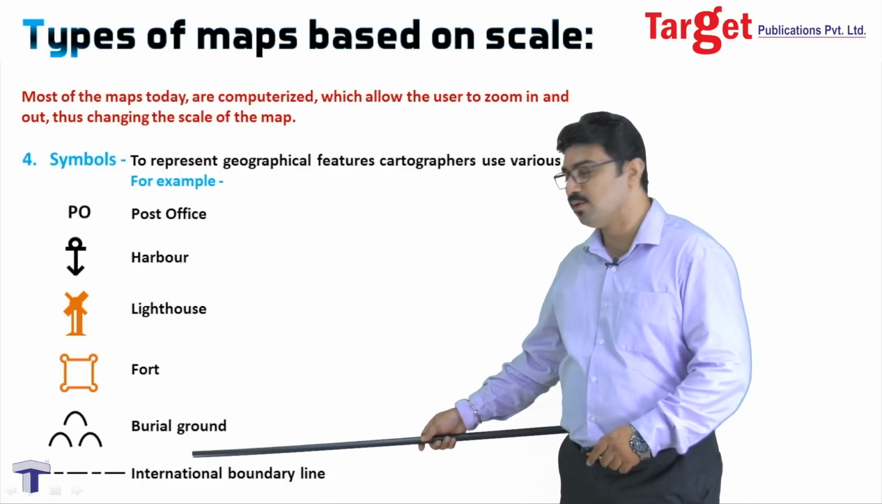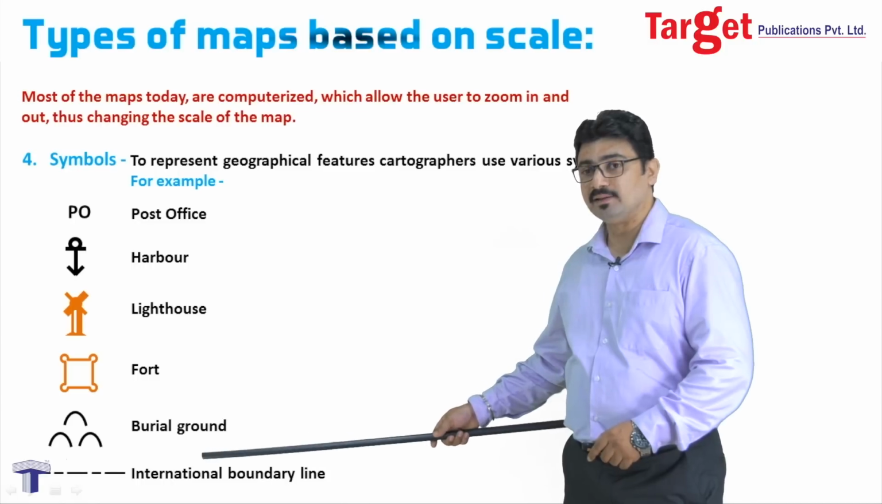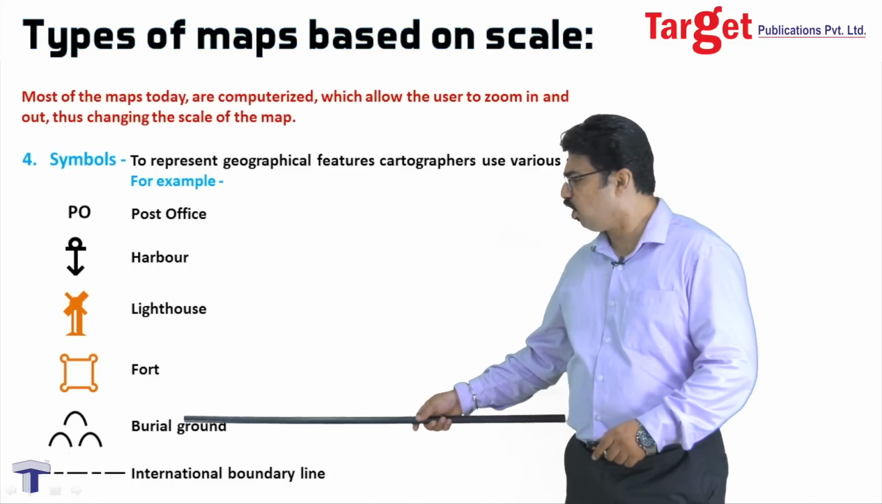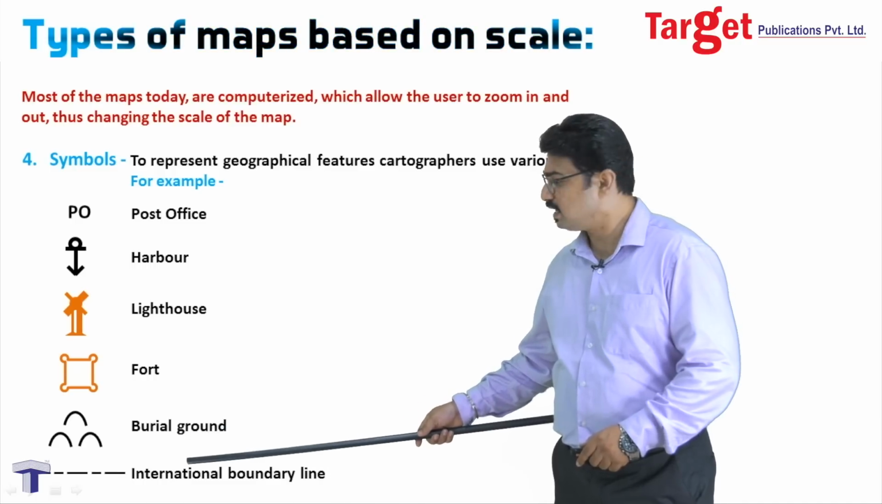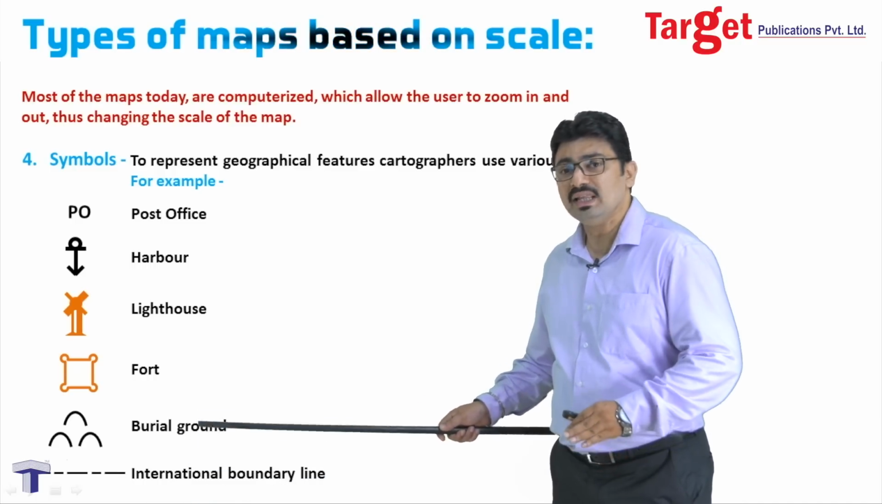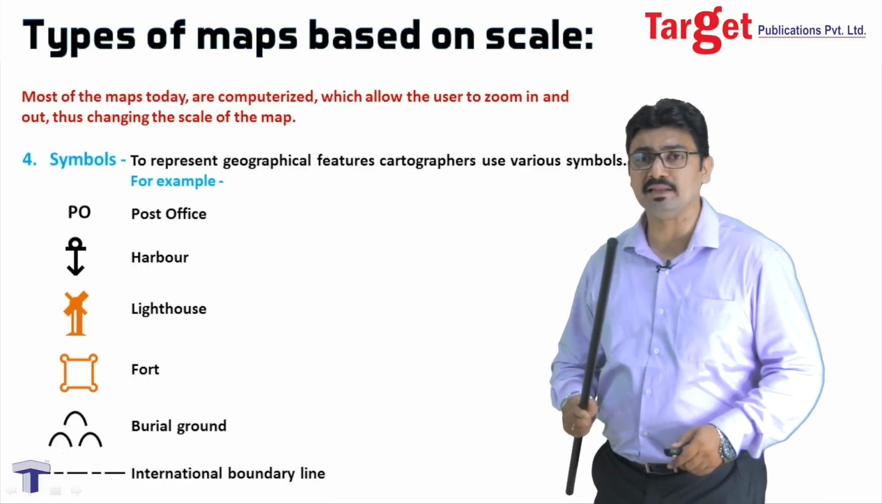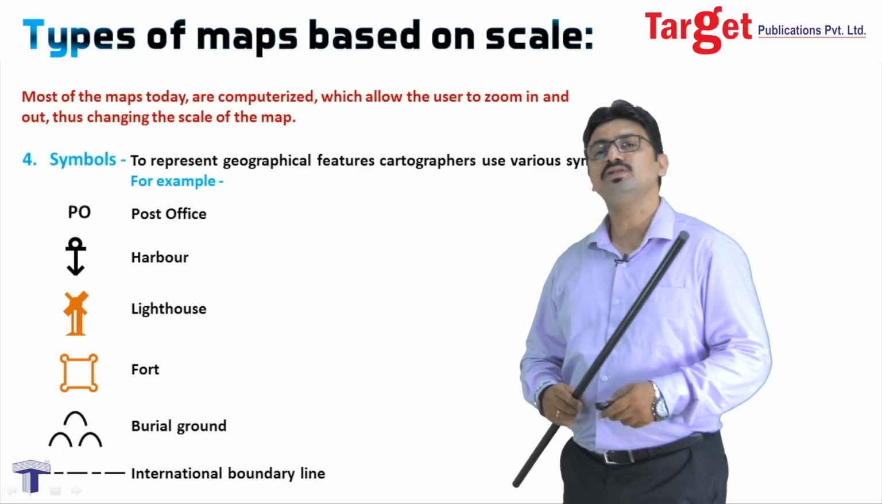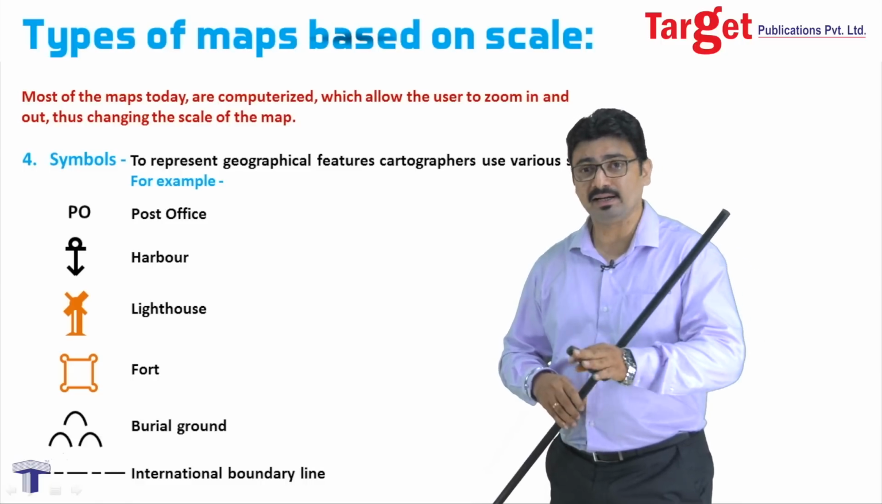If you see very carefully, every alternate dotted line is of different length. So, it is kind of a dot and dash line, right? One line is small in size, the next line is large in size. Only in this particular fashion should the international boundary line be shown. So, such symbols are mandatory to be used and are pre-decided.